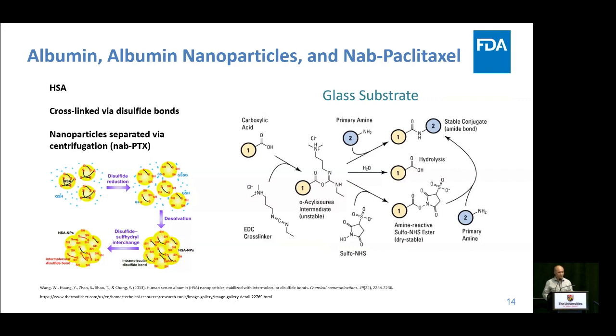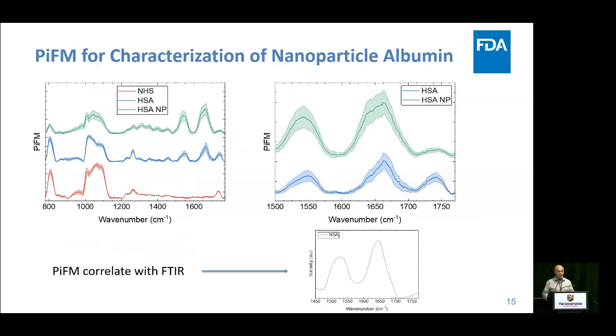So we followed a well-established nanoparticle synthesis route: disulfide reduction, desolvation, and disulfide interchange, and ended up with nanoparticles that are intermolecularly cross-linked using the disulfide bonds. These nanoparticles were also a similar size compared with the nanoparticle albumin drugs on the market. We developed a strategy: we used a glass substrate that was carboxylated, very routine EDC NHS chemistry, conjugated using the amide. These are spectra that we collected from our substrate using photoinduced force microscopy.